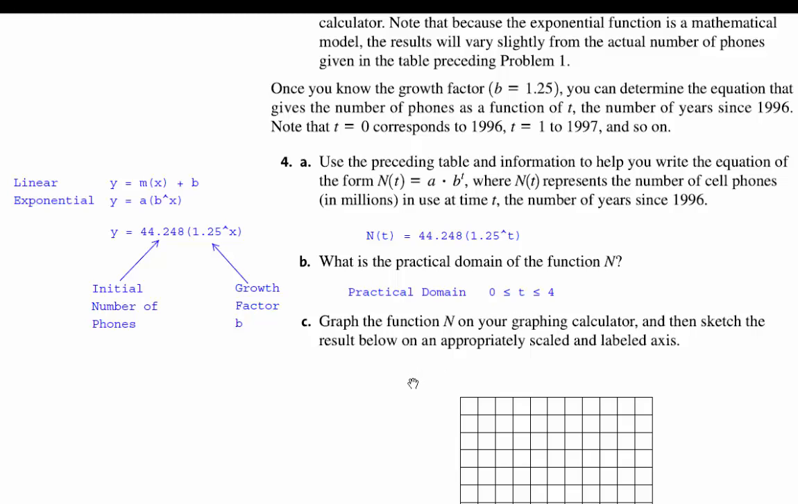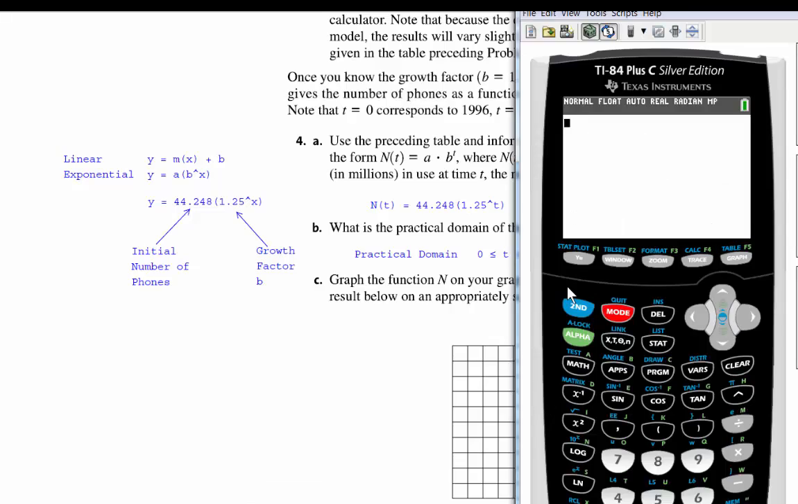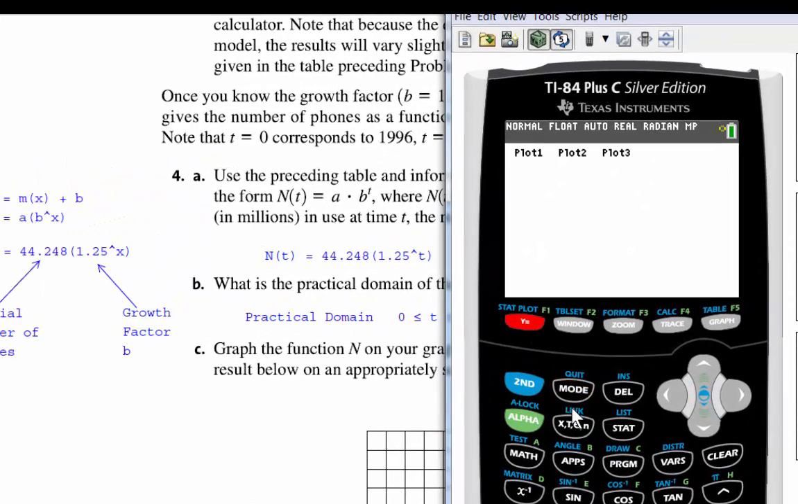Next, we're asked to graph the function on our calculator, and then we're told to sketch the result in this box below. So let's pull out our TI graphing calculators. So I press y equals. Again, I make sure my plot 1, plot 2 are not highlighted. If you were doing regression before, you want to make sure that none of these boxes are highlighted. So my equation is 44.248 times 1.25 raised to the t.